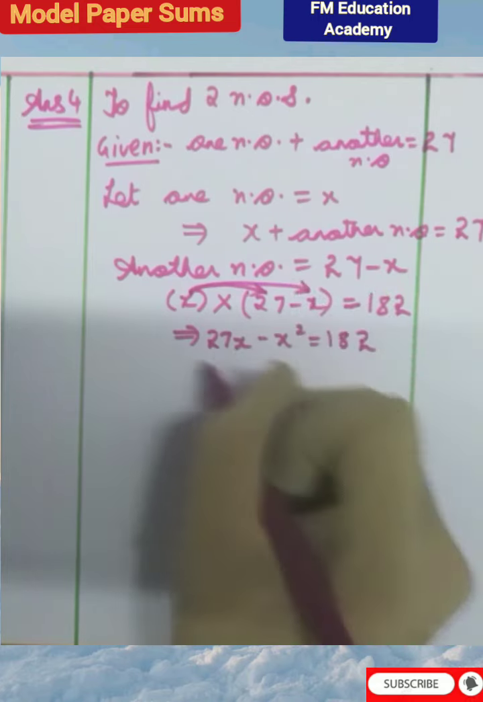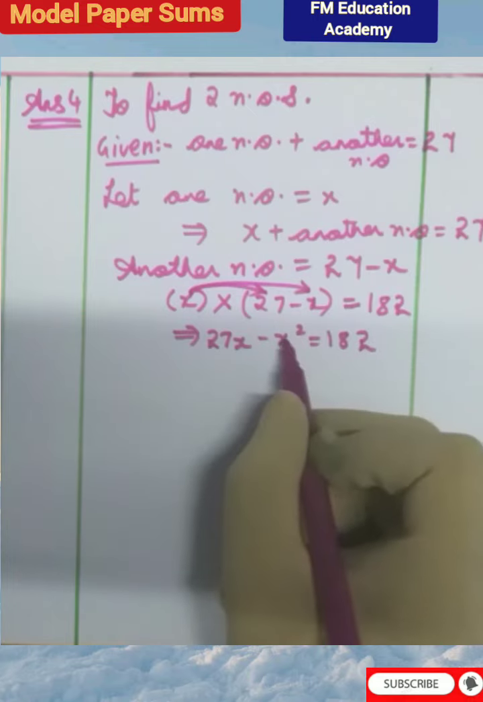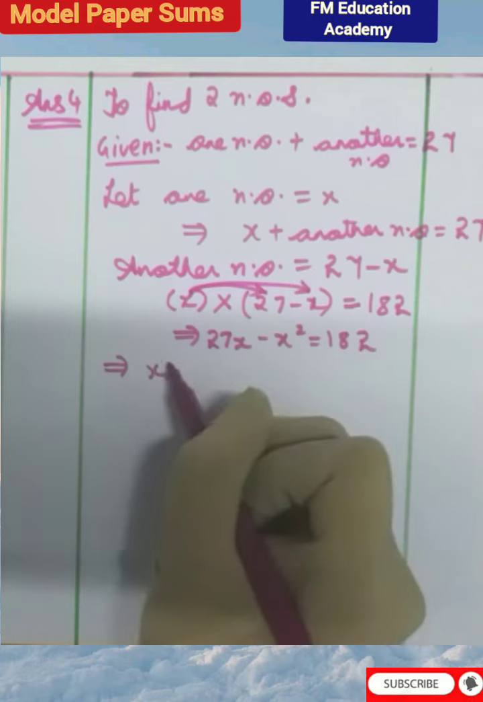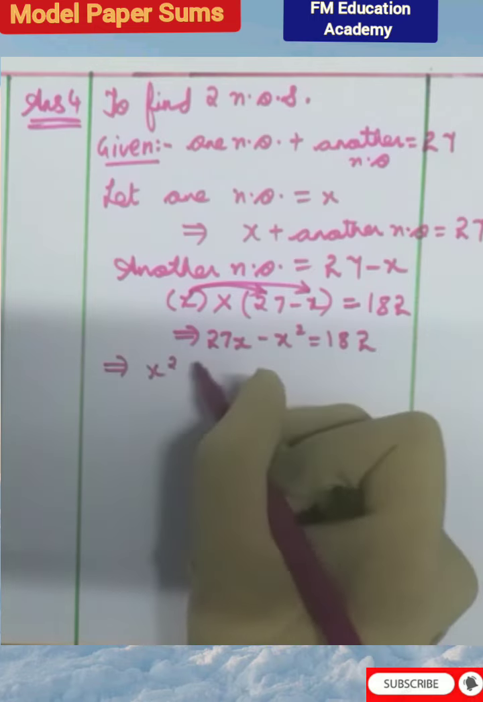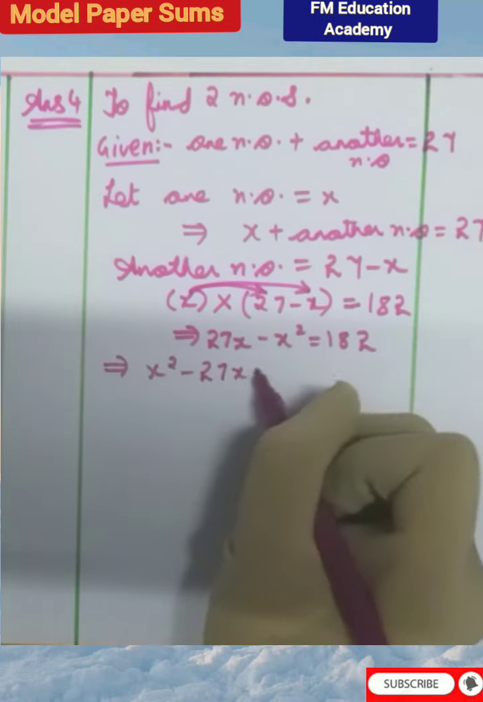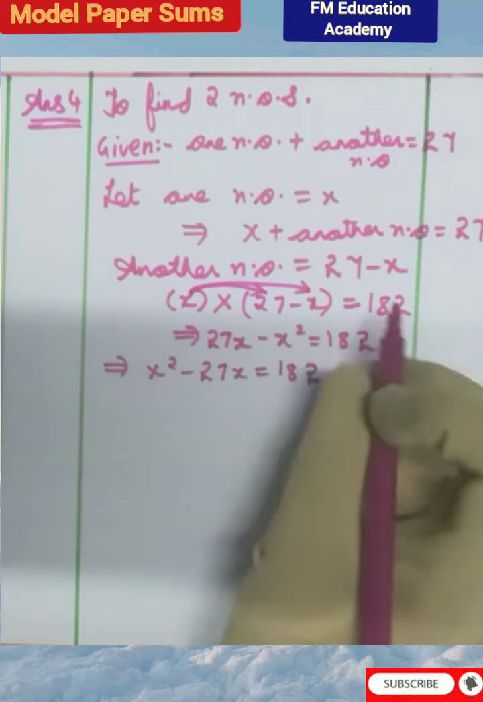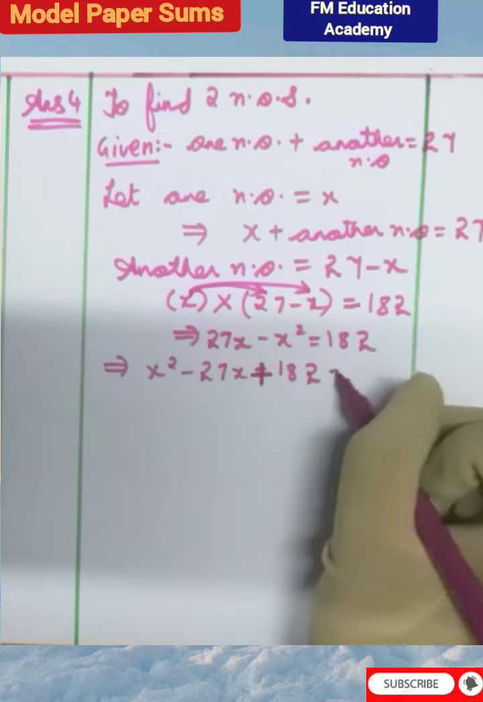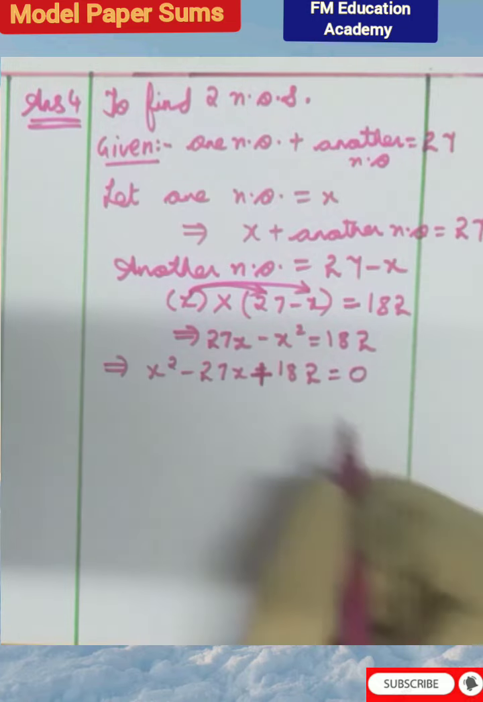Now we can make this equation as quadratic equation and what we will do is the LHS we will send on RHS. So minus x square if it goes outside becomes plus x square, plus 27x if it goes outside becomes minus 27x, is equals to 182. Sorry, plus 182 because already it is on RHS. That is equals to 0. This is my quadratic equation.